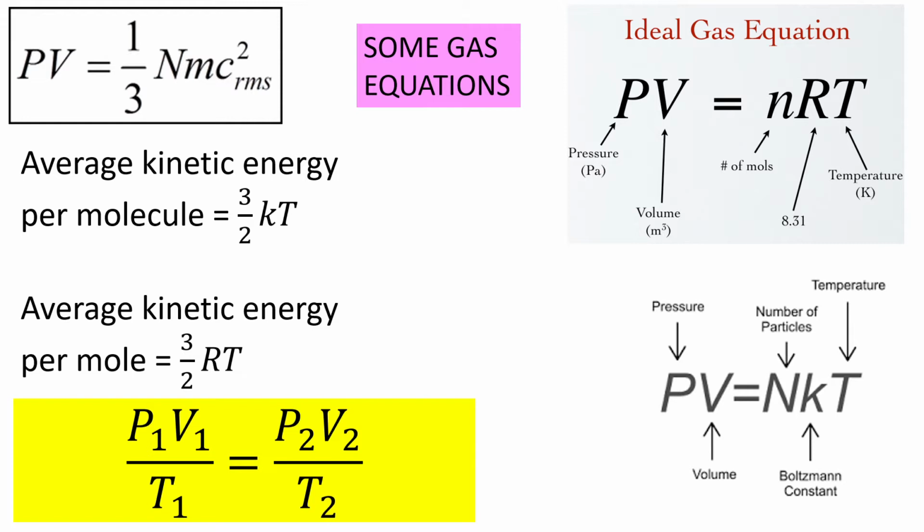P1 V1 divided by T1 is equal to P2 times V2 divided by T2. PV equals nRT, so pressure measured in pascals, V volume measured in meter cubed. Small n is the number of moles, R is 8.31, T is temperature in Kelvin. PV equals capital N kT, where capital N is the number of particles, k is Boltzmann's constant, and T is temperature, again measured in Kelvin.